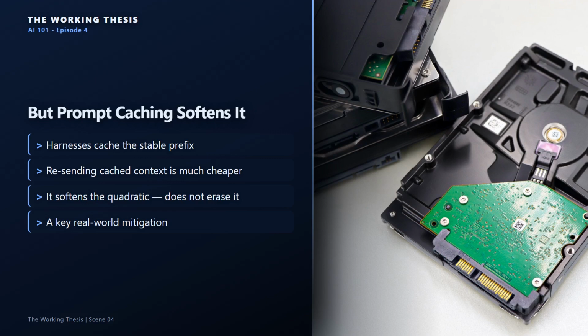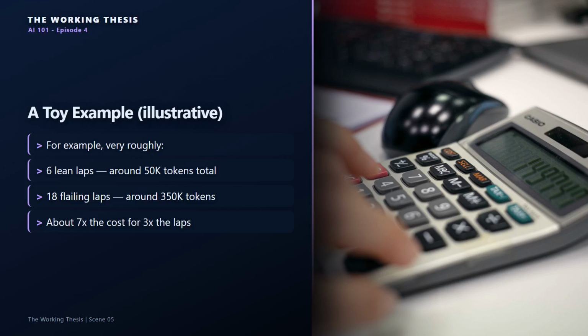Resending and re-verifying a massive, flailing history is still much more expensive than just finishing the job in 3 laps. Exactly. Caching softens the curve, but it does not repeal the laws of physics. More laps still equal geometrically more overhead. Let us look at a toy example to illustrate this.